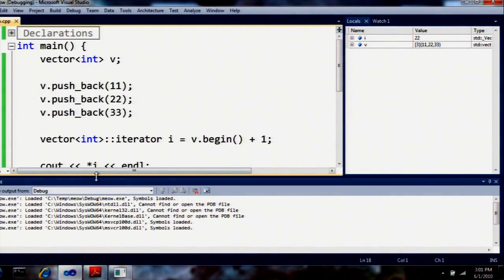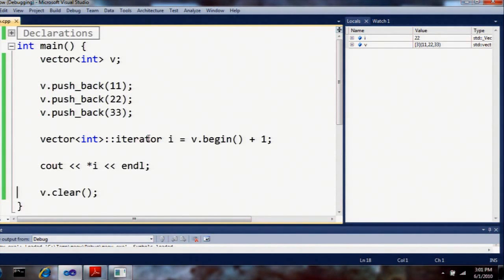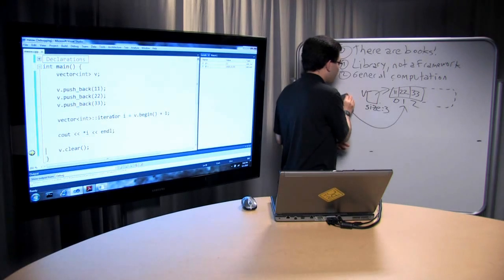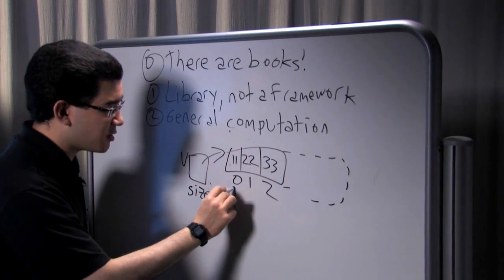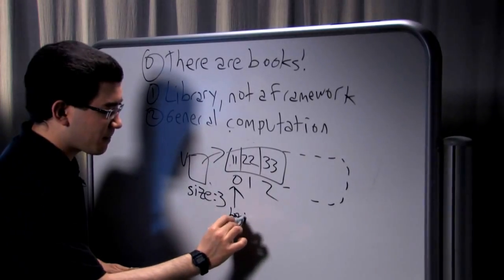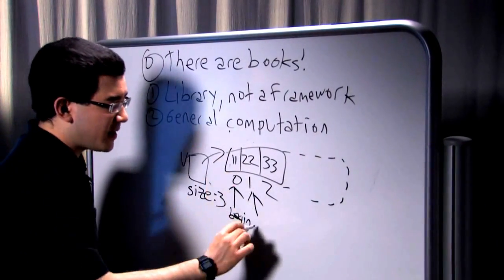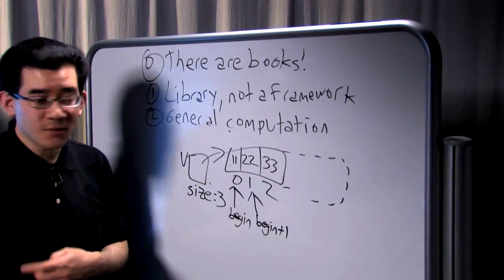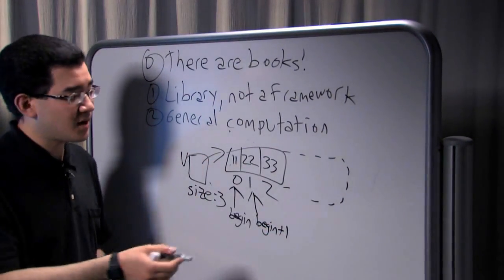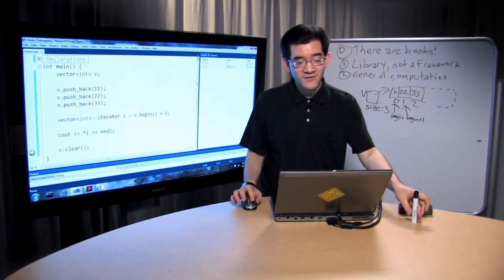So when I request v.begin(), what I get is an iterator to the beginning of the vector. So this is the vector's beginning here. Then if I add 1 to it, I'll get an iterator to the element past that. So this is begin plus 1. This is what my iterator i was, and then when I dereferenced it and printed it out, I got that element. I can use this to iterate through a vector.